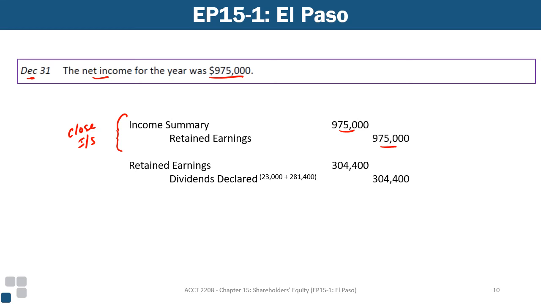And then don't forget that the dividends declared account also needs to be closed. In the dividends declared, there are two transactions: the dividend for $23,000 and then the stock dividend for $281,400. So we need to debit retained earnings, because dividends reduce retained earnings, and credit dividends declared for $304,400, and that represents the closing entries for the year.